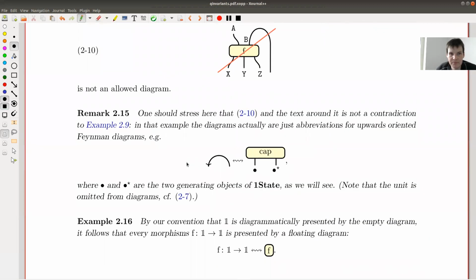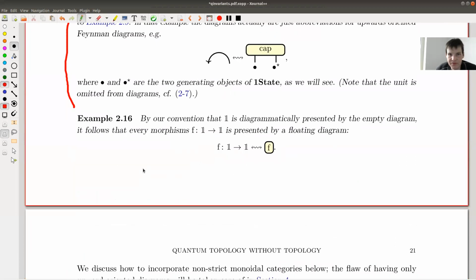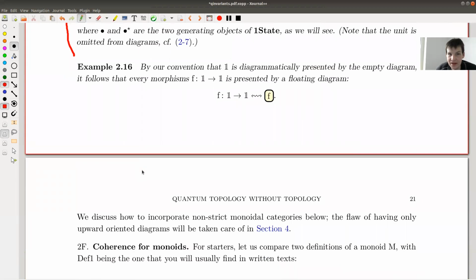I'm going to ignore this remark. Let me just go to the example, because this is kind of a nice example. So this is the empty diagram. So one, always remember that. I'm not going to draw that.